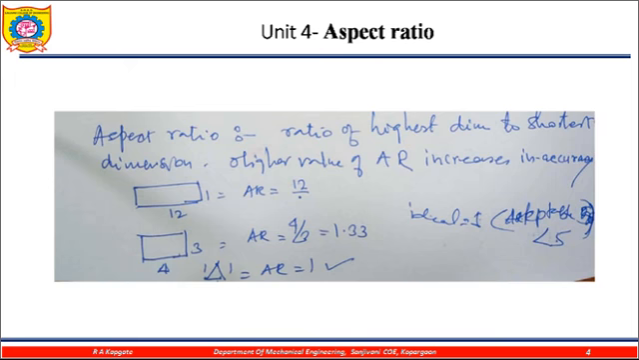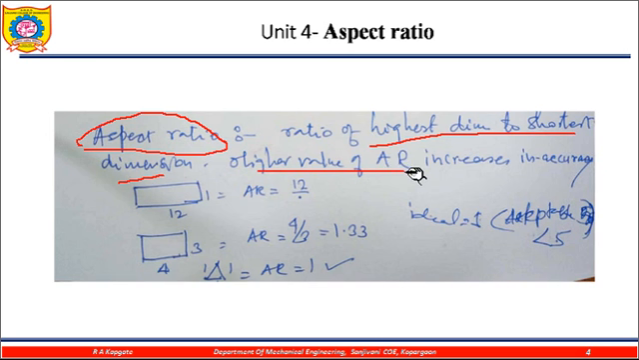Then the second term is the aspect ratio. This is very important. It is the ratio of the highest dimension to the shortest dimension. A higher value of aspect ratio increases the inaccuracy. It means that if your aspect ratio is larger, then your result is not very accurate.